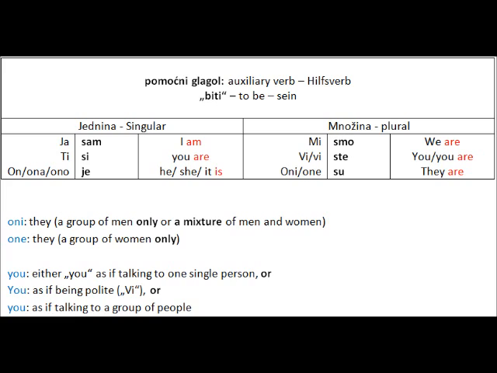This is the 9th one, and today we'll be talking about the present tense forms of the Croatian verb for to be, which is biti. Biti is also sein in German, and it's being used as an auxiliary verb, just as in German or in English, and in Croatian we say pomoćni glagol, or in German Hilfsverb.